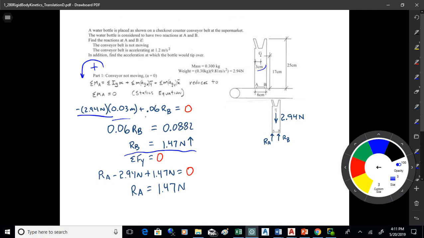Then we go sum of Fy and set that equal to 0. We'll have RA up, the weight down, and the 1.47 up. Solve for RA, and that's also 1.47. So the thing's pretty symmetrical, and the 2 reactions are coming out equal. That's just a little bit of a statics review. Do we have any questions on that? Are we doing all right with that?